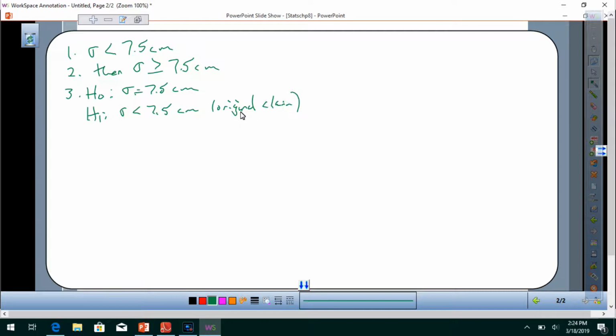All right. Step 4, our alpha is 0.01. And in step 5, what test are we going to use? We're going to use chi-square. And that is going to be n minus 1 times s squared, the sample standard deviation squared, divided by the population standard deviation squared.